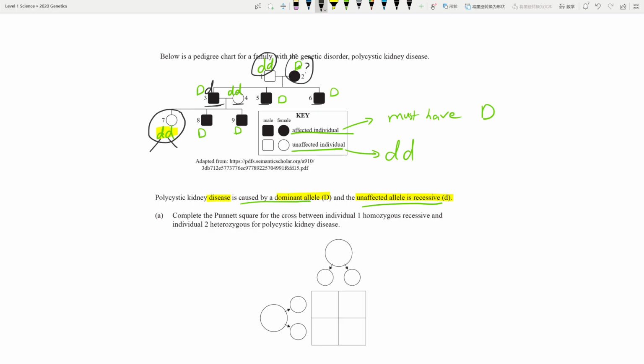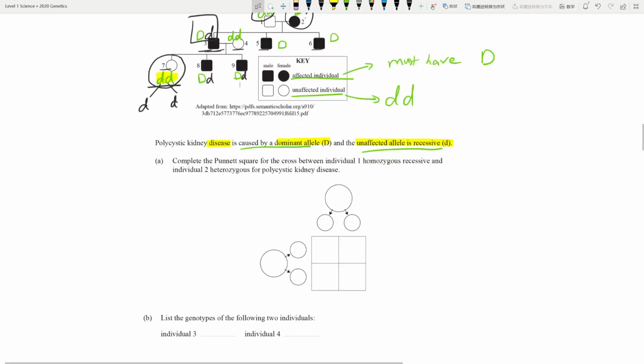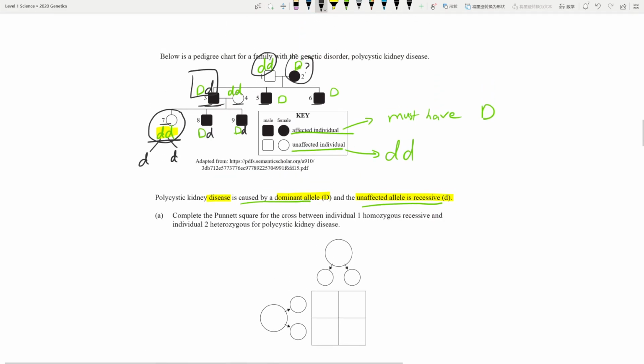That means number 3 has to be heterozygous, because for individual 7 to be homozygous recessive, it has to get a small d from mom and a small d from dad, which means it did in the case of number 3 and number 4. And for number 8 and number 9, this has to be big D, small d. If you want a more detailed explanation on Punnett squares, have a look at my Punnett square video online. So we did more than we were supposed to, because when I see a pedigree chart, that's the first thing I do, just like solving puzzles. It's a bit of fun for me.